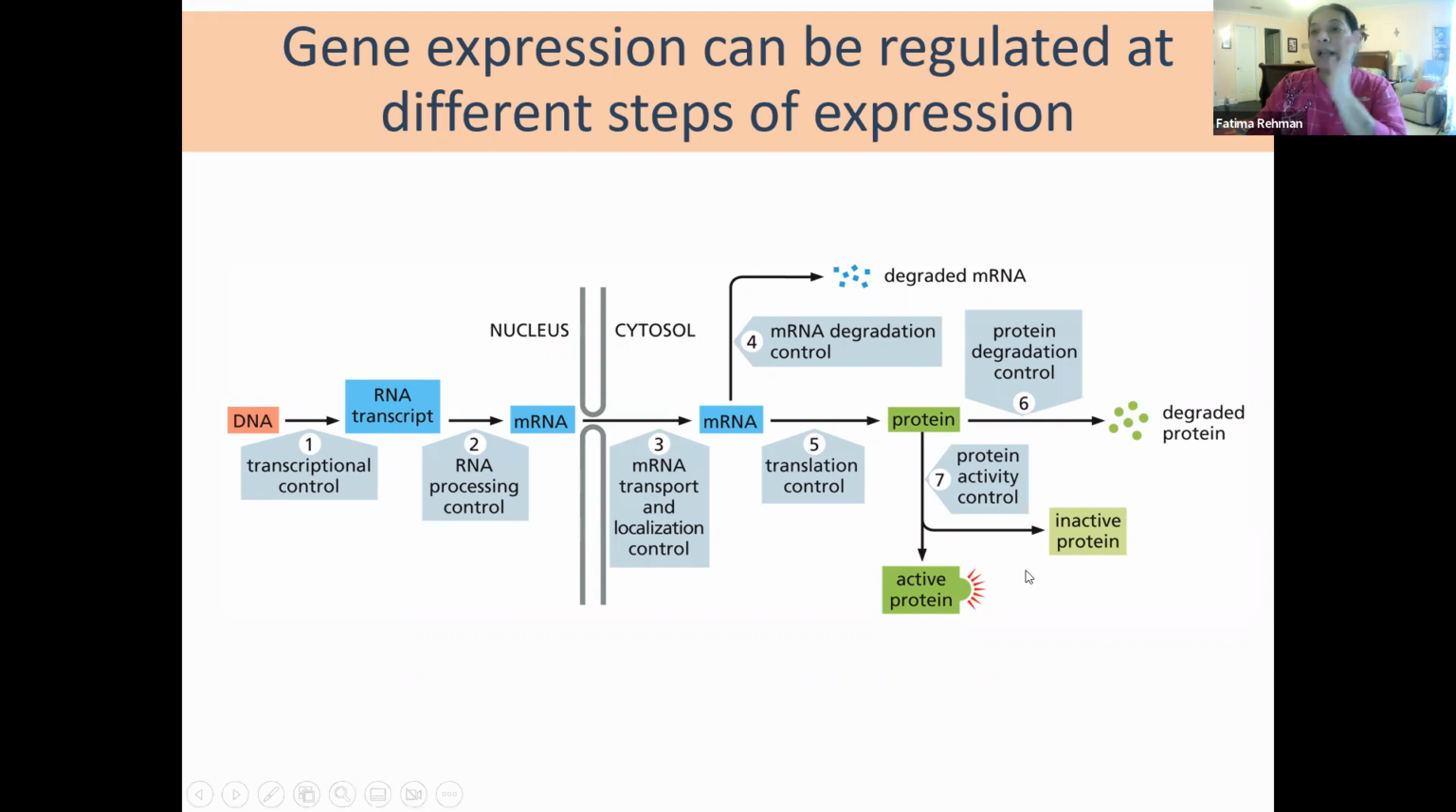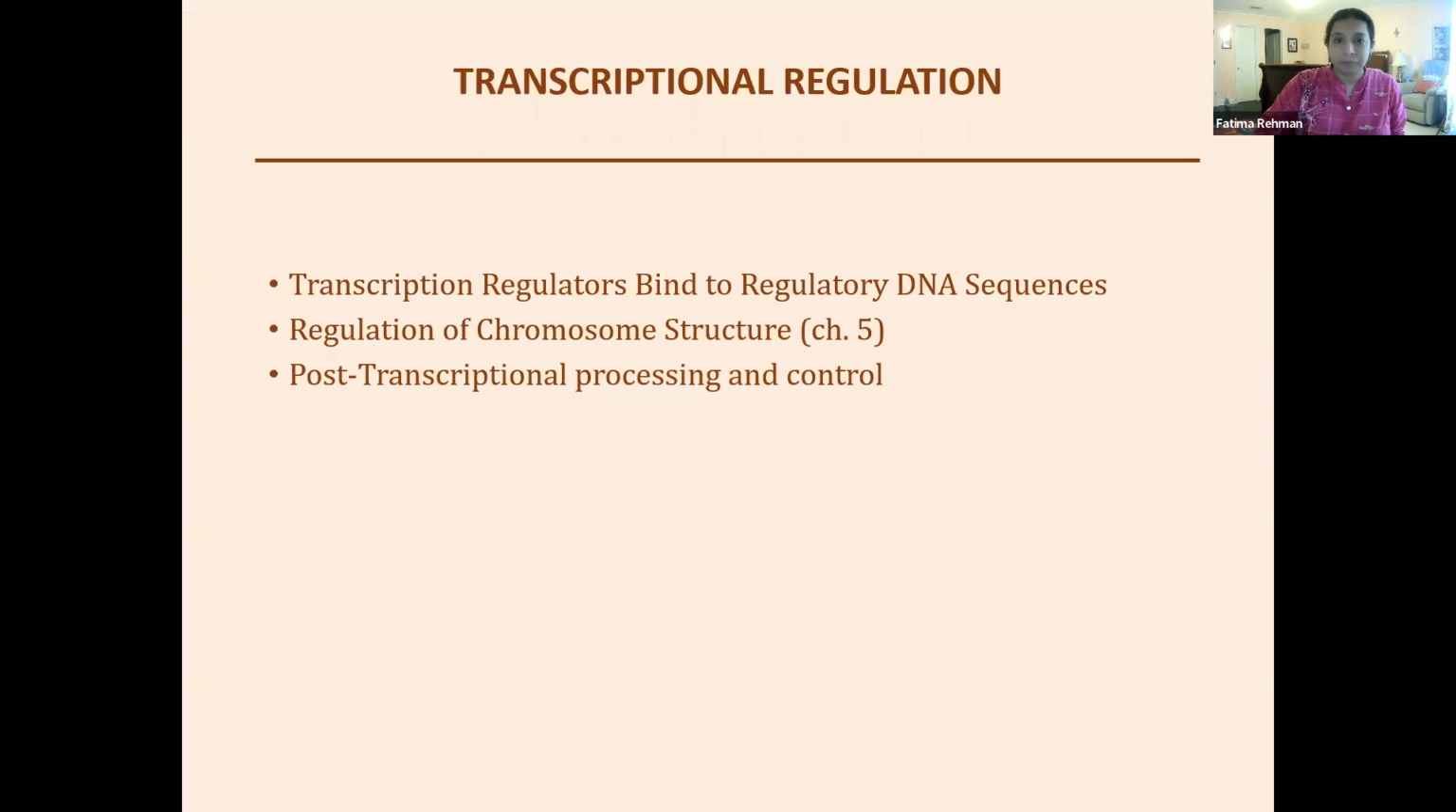So there are 7 levels of control throughout this process of transcription and translation of a particular protein. So we're going to kind of talk about the transcriptional regulation and then the translational regulation.